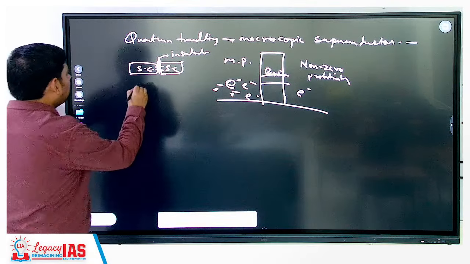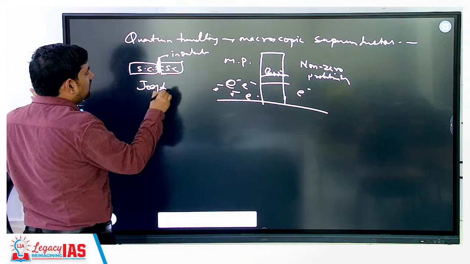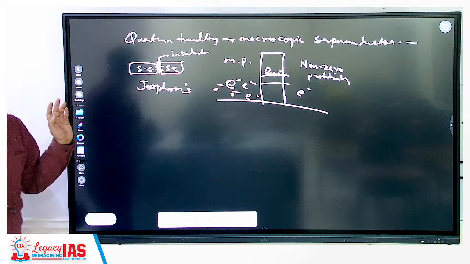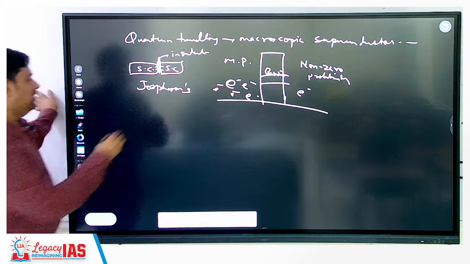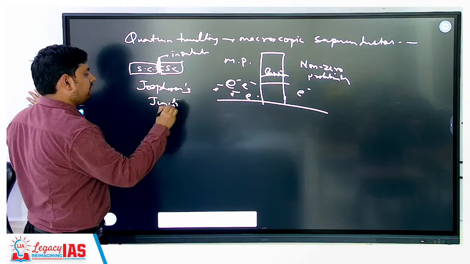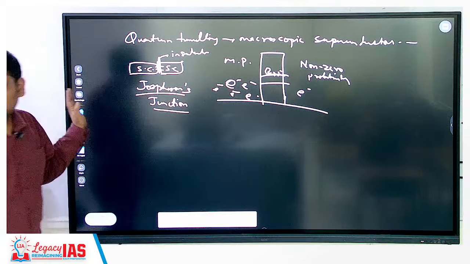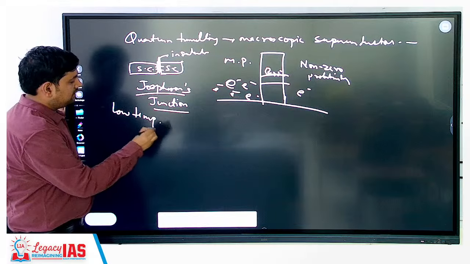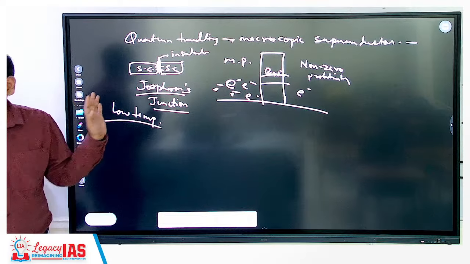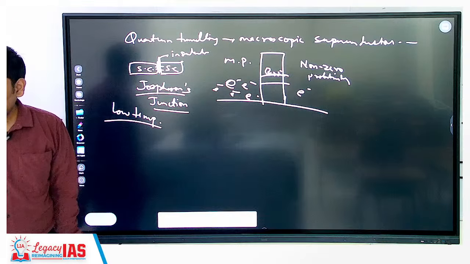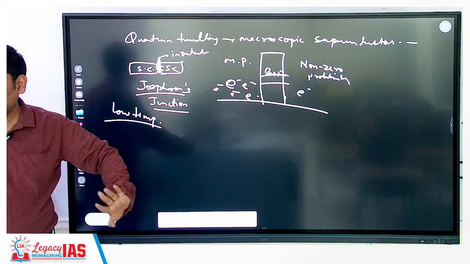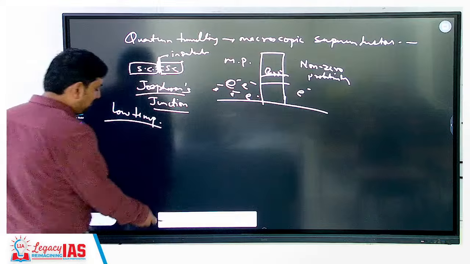Now one more name was there, that was Josephson's what? Junction. Yes. This is what they had made. Now they had made it at very low temperatures. Correct? There only superconducting can exist. This much you understand? Okay. This much only is needed. Okay. Then let's come to questions.